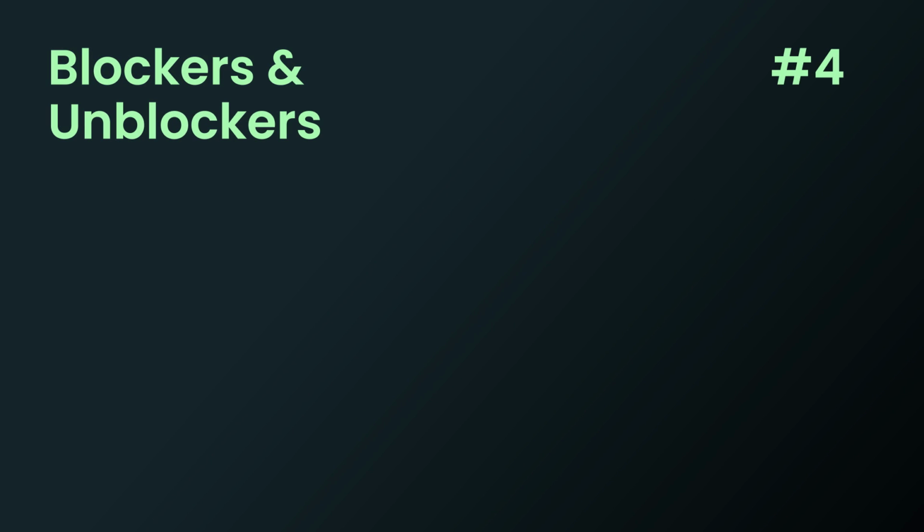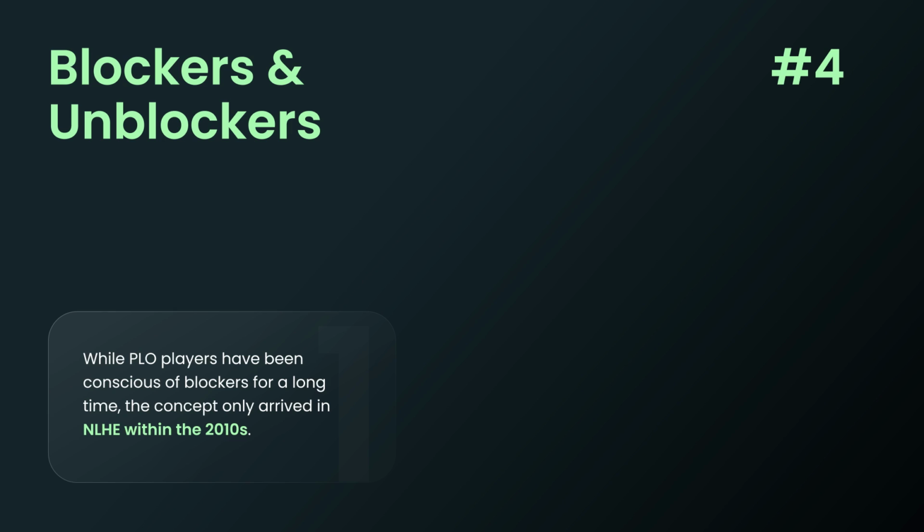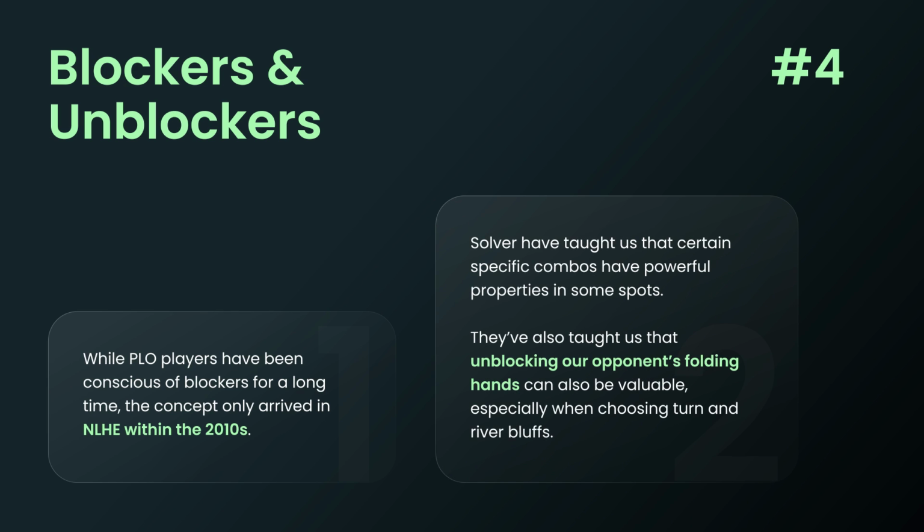Now, our fourth GTO discovery is blockers and unblockers. Now, while PLO players have been pretty aware of blockers for a long time, the concept only really arrived in No Limit Hold'em within the 2010s. Solvers have taught us that certain specific combinations of hands have very powerful bluffing properties in some spots, and of course bluff catching properties as well. They've also taught us that unblocking our opponent's folding hands can also be valuable, especially when we're choosing our turn and river bluffs. There are plenty of spots where the solver will choose to barrel the turn with a certain hand just because it unblocks all the folds.